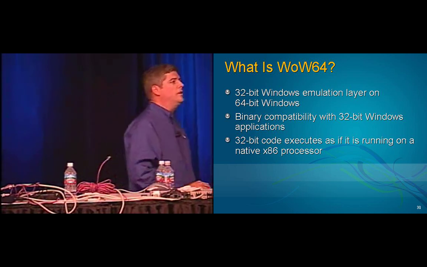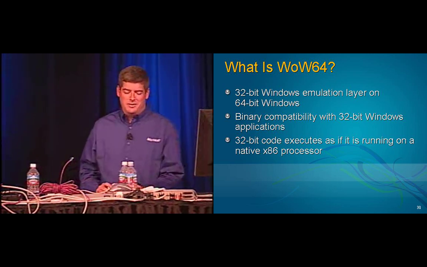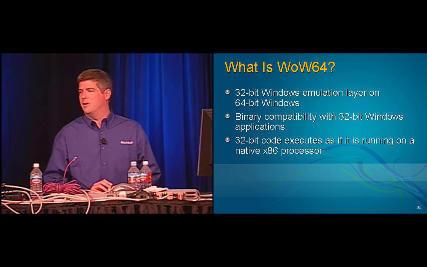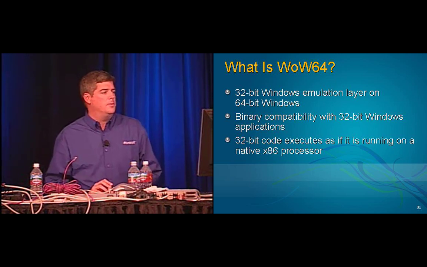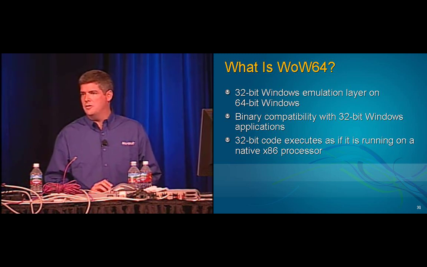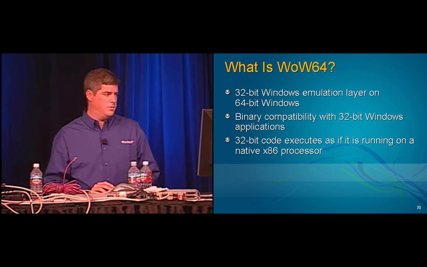But as you're probably aware, the vast majority of the software out in the world is 32-bit, which immediately raises the question of what are we going to do with all that 32-bit software on a 64-bit machine? Our answer has been WOW64. It's a 32-bit Windows emulation layer on top of the 64-bit version of Windows. It allows us to maintain binary compatibility with the existing 32-bit applications and let them run as if they were running on a native x86 processor. But of course, it's running on either AMD64, an EM64T, or in some scenarios, an IA64 processor.